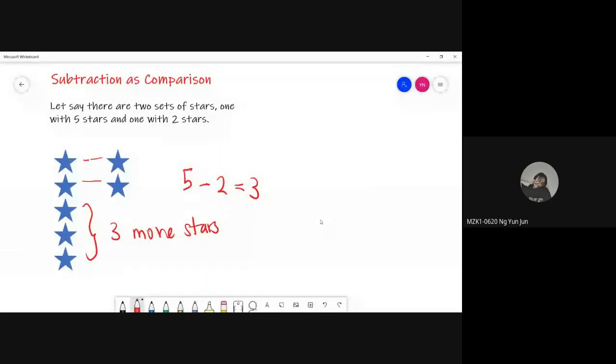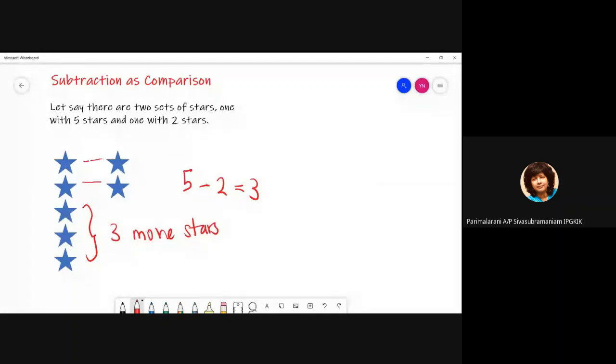Okay, so when you have that kind of question, Siti has 5 stars, Ali has 2 stars, how many more stars does Siti have? When you hear that question, straight away you think of subtraction as comparison. You know they're talking about how many more. So you compare the 5 and the 2, and then you see there are 3 more stars. So 5 minus 2 is equal to 3. So this is a comparison problem.